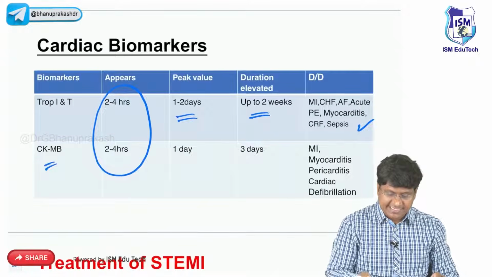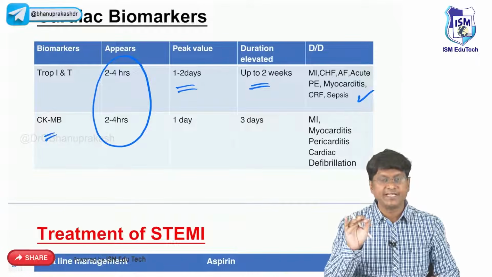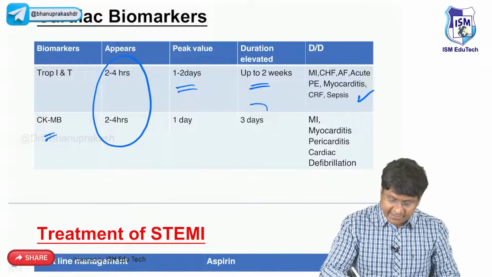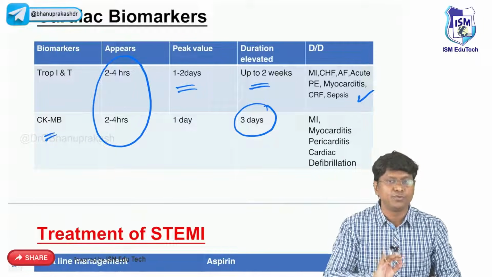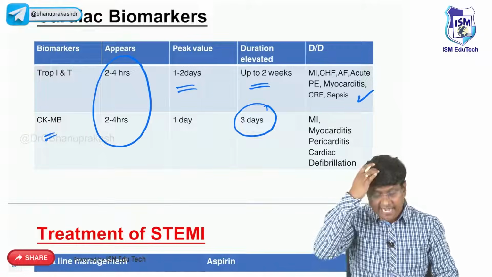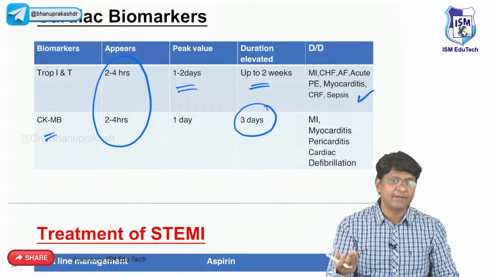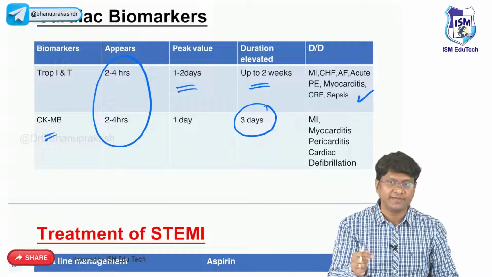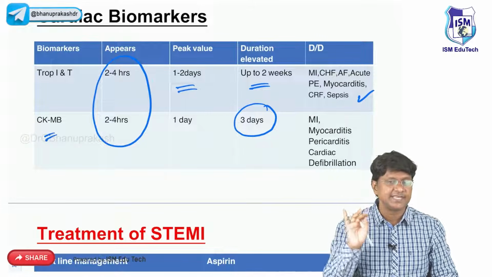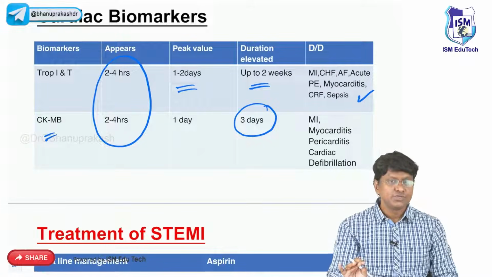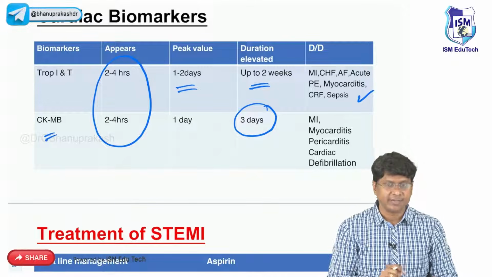Then you take this CKMB. CKMB will reach the peak value within 1 day and it will remain elevated for up to 3 days, right? And after 3 days, it will return back to normal. And what is the differential diagnosis apart from MI? The CKMB can also be elevated in myocarditis, pericarditis, and cardiac defibrillation. So these are some of the points related to cardiac biomarkers.